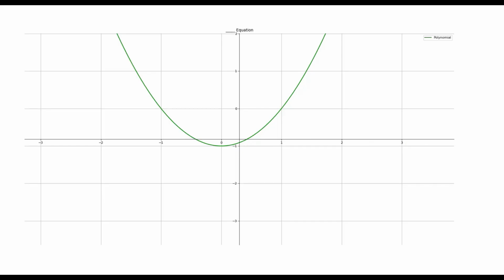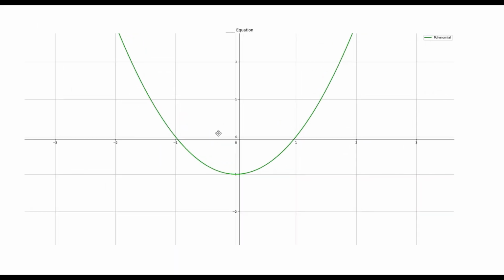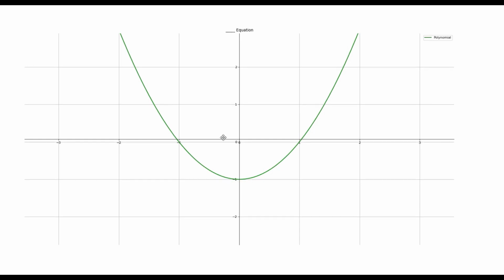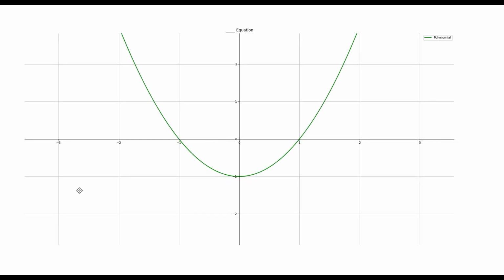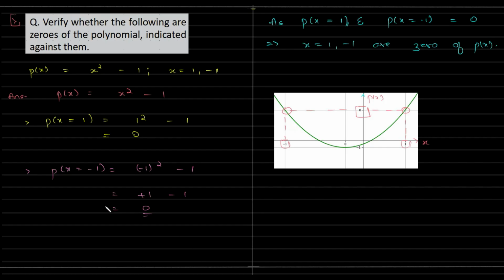So graphically, you can have a look at the 0 by adjusting your graph. So if we do this, you can clearly see this particular graph is crossing the x-axis at minus 1 and plus 1. And so minus 1 and plus 1 are your zeros. Got it? So input values which make output to be 0 are your zeros of the polynomial. Okay? Right? So this is your answer. So pause and have a look.